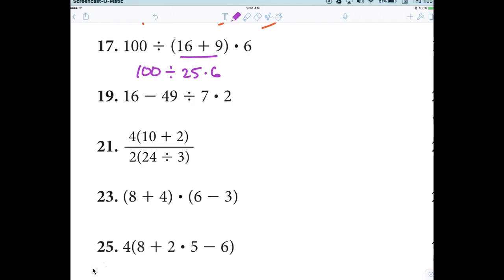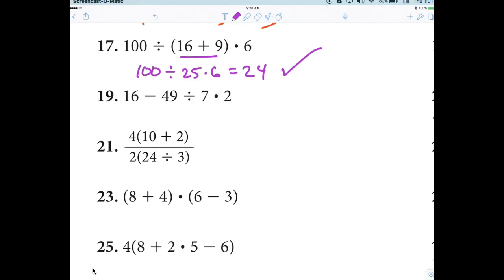Now, order of operations. We have to move left to right, so I'd have to do the division first. 100 divided by 25 is 4, and then 4 times 6 is 24. If you got that right, you can give yourself a little check. If you made a mistake, just make the corrections.